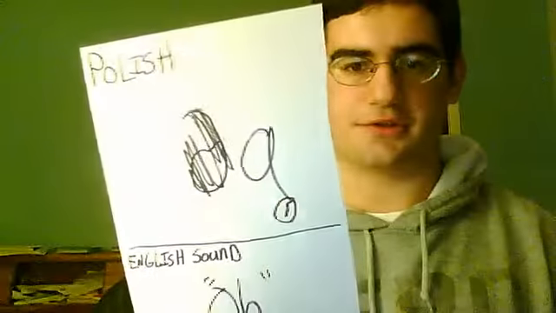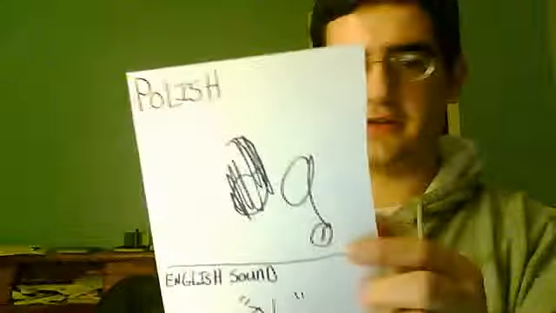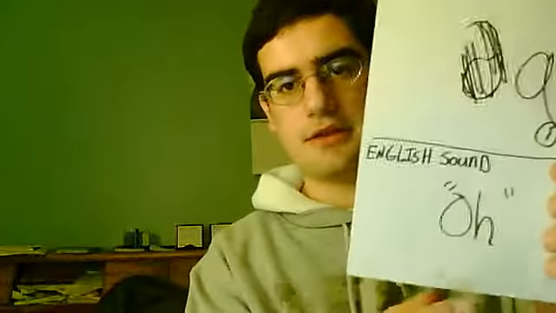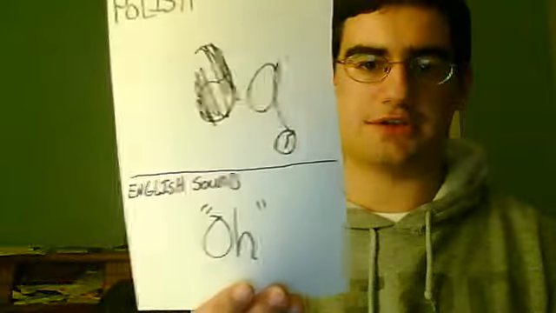First letter of the Polish alphabet is A. Second letter in the Polish alphabet, there's another A, but how you can tell the difference between the two A's is that this has a little hook thing at the bottom, and the sound it makes is not A, it's O.